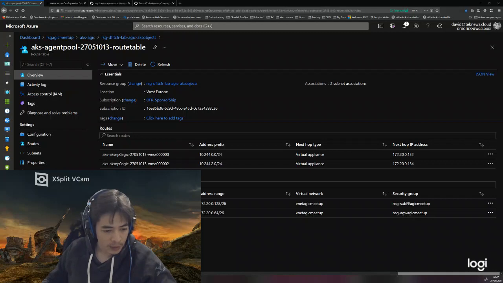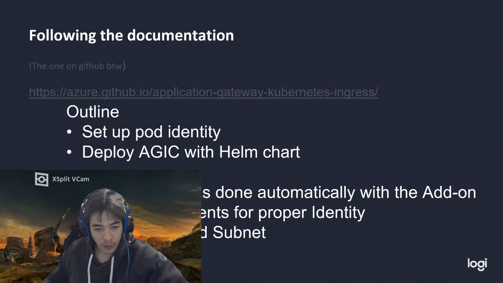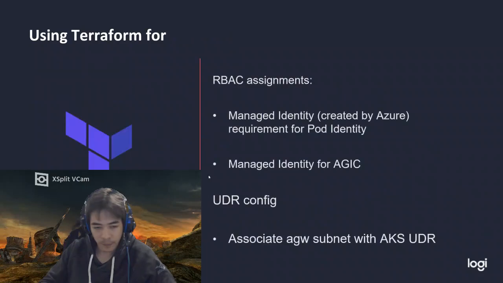Okay, let's switch back to our slide. So, as I mentioned, to do the manual installation, as I want to call it, I will need to install two things in my Kubernetes cluster with Helm chart, and also some prerequisite configuration, which are RBAC assignment and user-defined route configuration. So I will do that with some different tools. Let's get into the details.